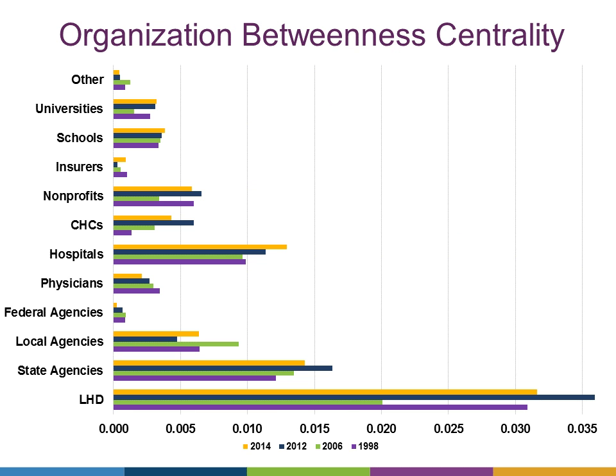So when we look at betweenness centrality, remember these are our gatekeepers, or the people connecting a lot of our organizations. Again, not surprisingly, we have the local health department playing a really strong role in this. We also have hospitals having high betweenness centrality scores, as well as state agencies.